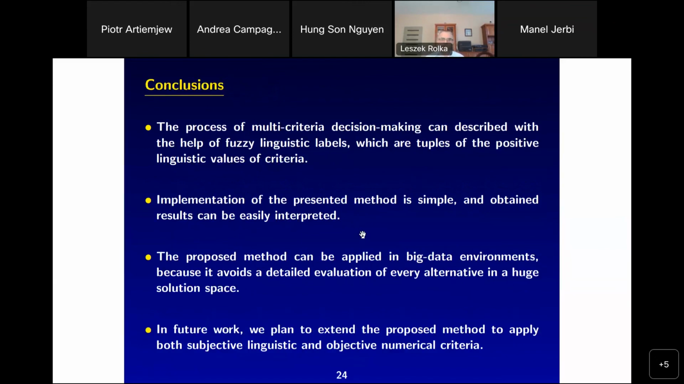We conclude that multi-criteria decision making can be performed by applying fuzzy linguistic labels, which are tuples of positive linguistic values of criteria. The presented method is simple, and the result that we obtain can be easily interpreted. In big data environments, we can avoid a detailed evaluation of every alternative in a huge solution space. The problem of multi-criteria optimization is more complex, and this is because we must take into account different kinds of criteria. So in the future work, we plan to extend the proposed method to apply both subjective linguistic and objective numerical criteria at the same time.